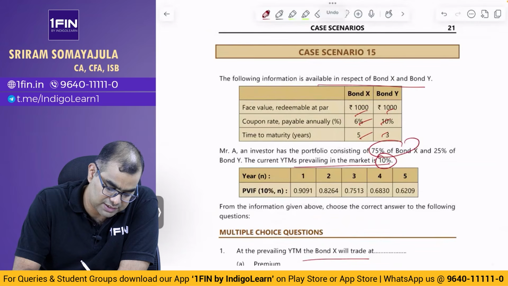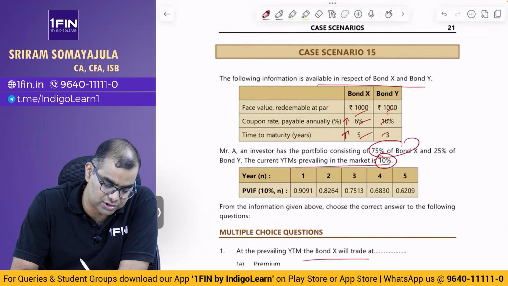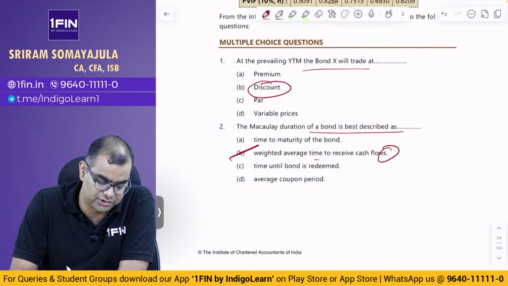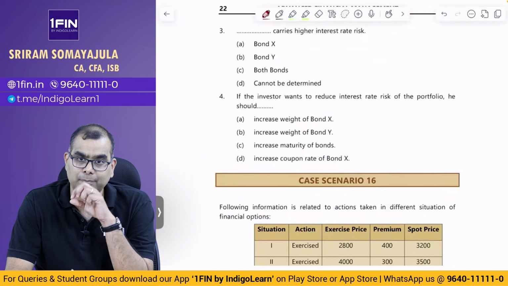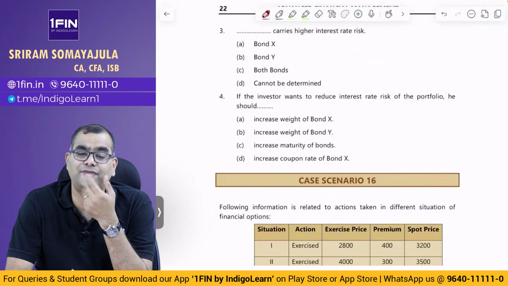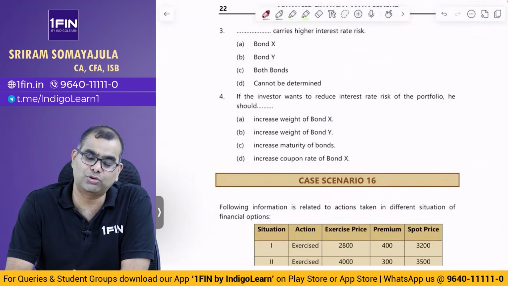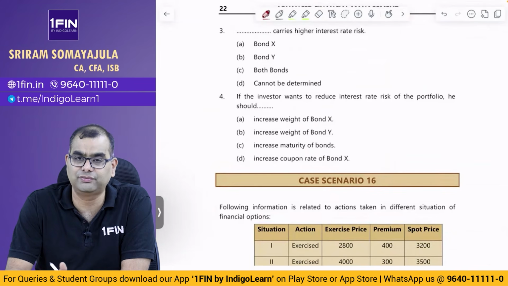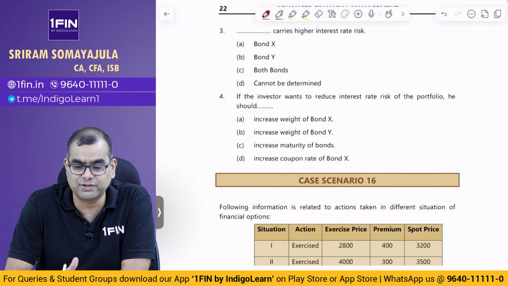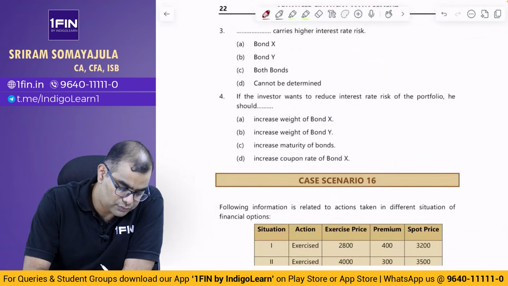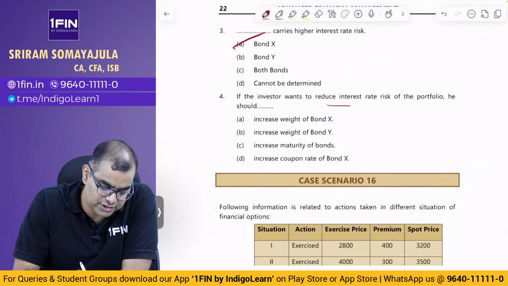So this implies higher duration, and this also implies higher duration. So bond X basically has higher duration, because the higher the coupon, the lower the interest rate risk, right? Because you will receive the money faster. Whereas the lower the coupon, you will receive the money later, which means higher duration. And the longer the maturity, obviously the duration is higher. Bond X.